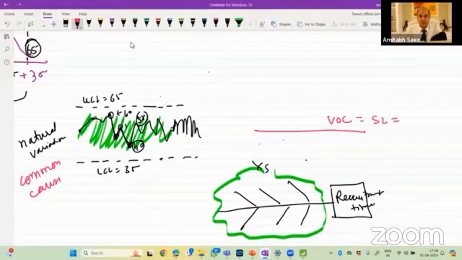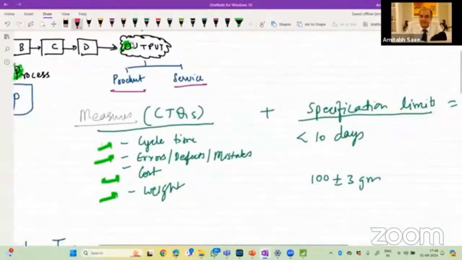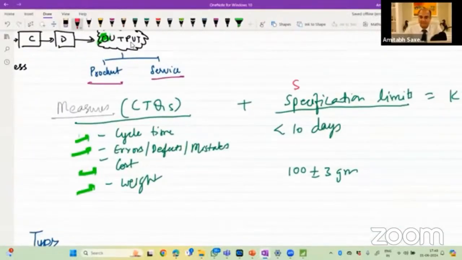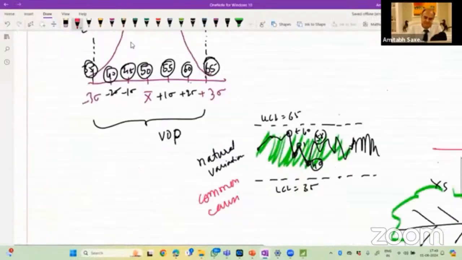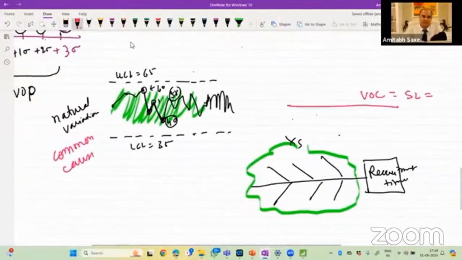Specification limit. I told you about specification limit right here. If you go back, these are the SLs, specification limits. Cycle time should be less than 10 days. Recruitment time should be less than 50 days. This is known as voice of customer. So this was voice of process, and this was voice of customer.